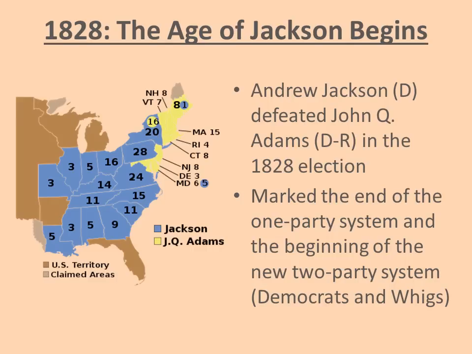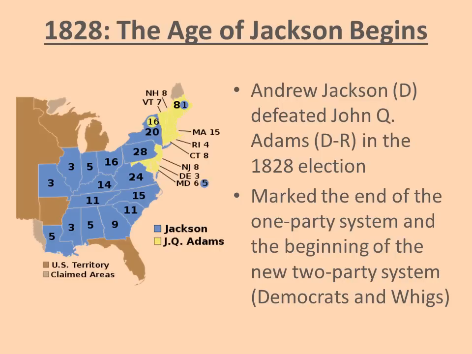because in 1828, Andrew Jackson of the Democratic Party ends up beating the last Democratic Republican president, John Quincy Adams. This is the end of that one-party system I mentioned and the beginning of the new two-party system, as the remnants of the National Republicans and other people disaffected and angry with Andrew Jackson formed an opposition party known as the Whigs. And the Democrats and the Whigs were the two major parties in the United States from the early 1830s until the early 1850s.